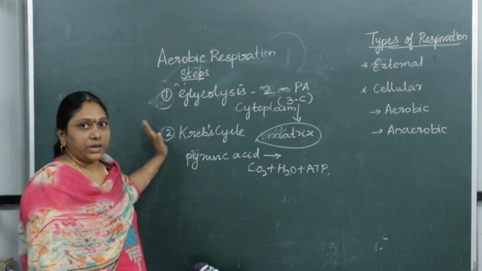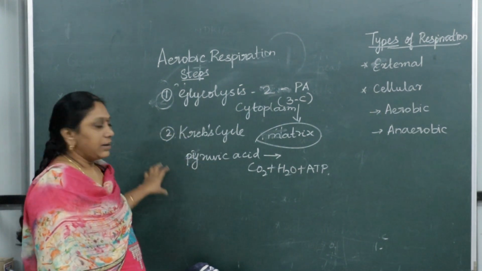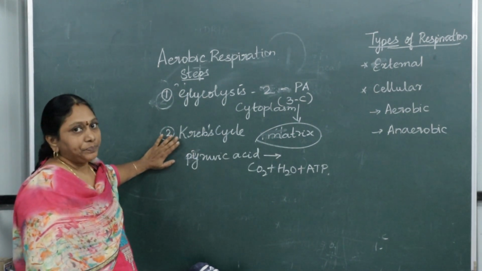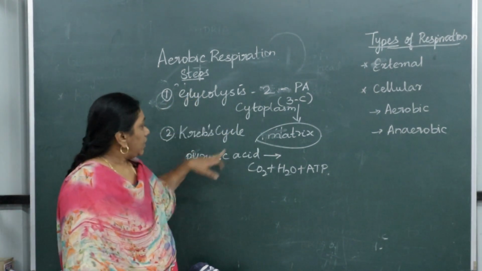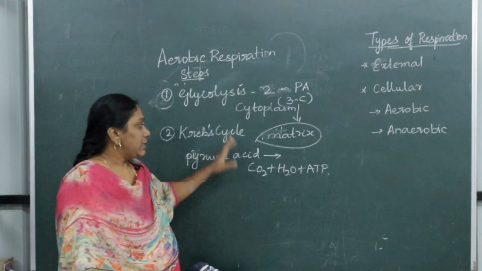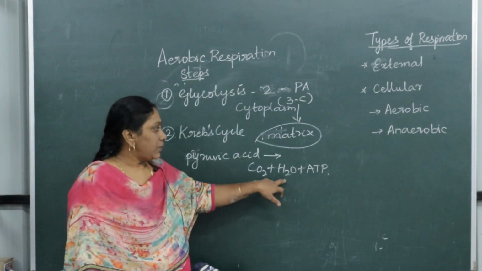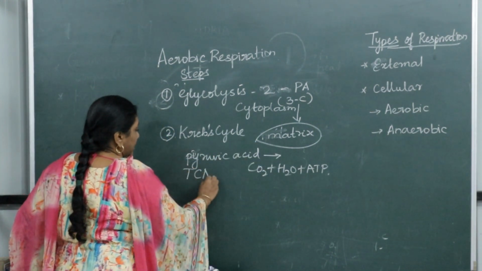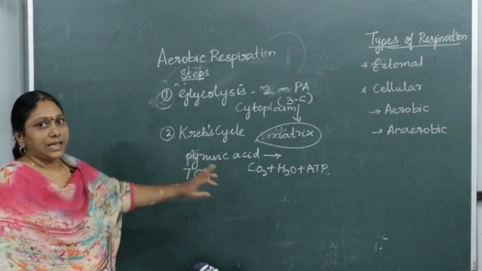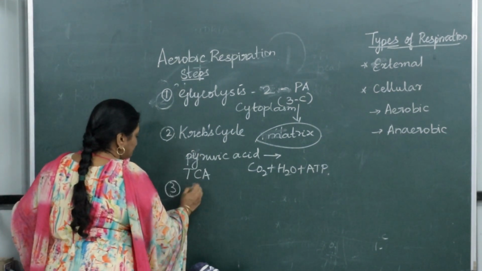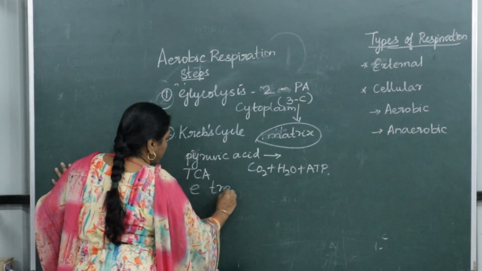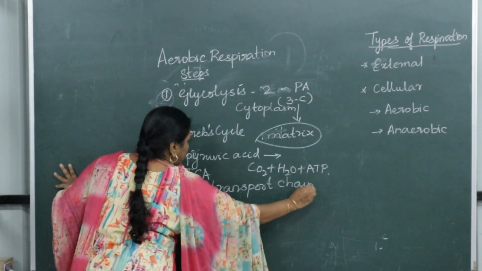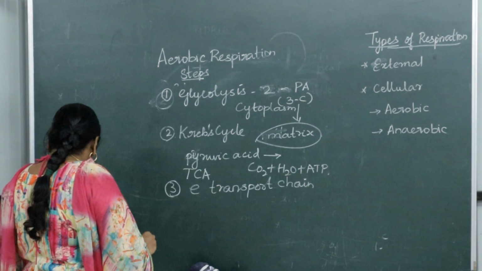The mitochondrial matrix is the space inside the outer membrane and inside the inner membrane, the background area that we call the matrix. That is the place where this Krebs cycle will take place. What happens is, two molecules of pyruvic acid will be oxidized to carbon dioxide, water and ATP. This is also called the tricarboxylic acid cycle. The other name for this is the tricarboxylic acid cycle. And the third process is the electron transport chain.